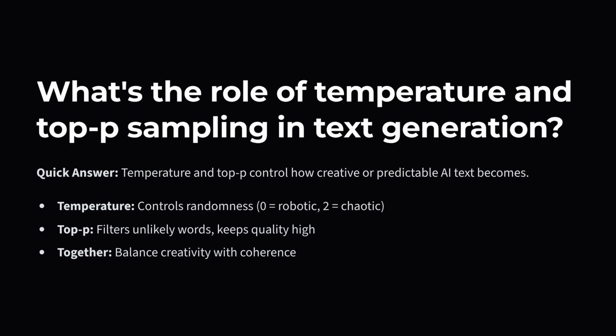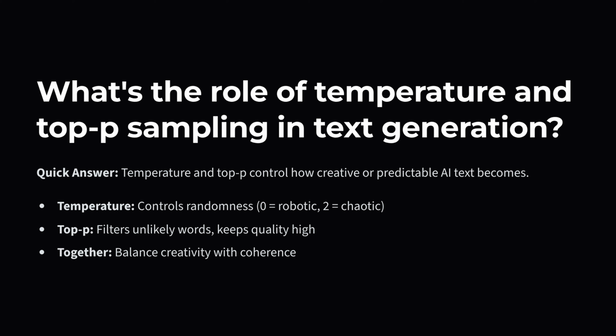What's the role of temperature in top P? Before we get into the details, here's the simple idea behind this topic. Temperature controls how predictable or creative a model becomes, and top P decides which words the model is even allowed to choose from. In other words, temperature governs boldness, and top P defines the safe zone.